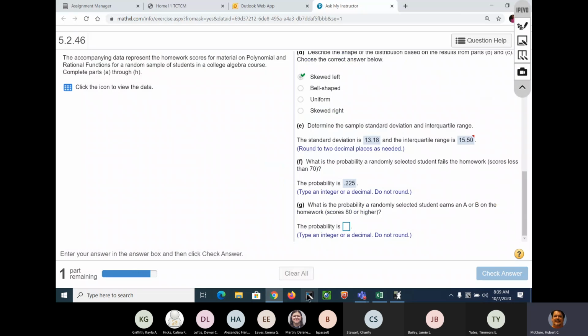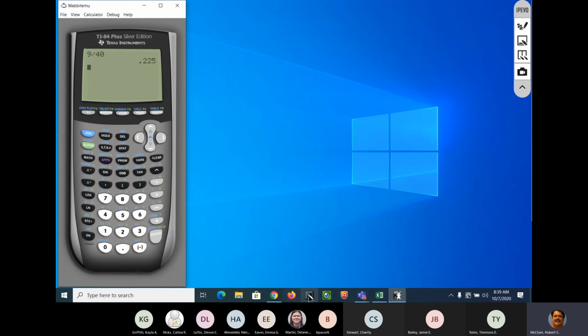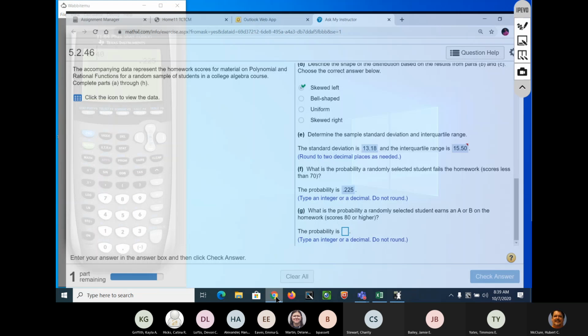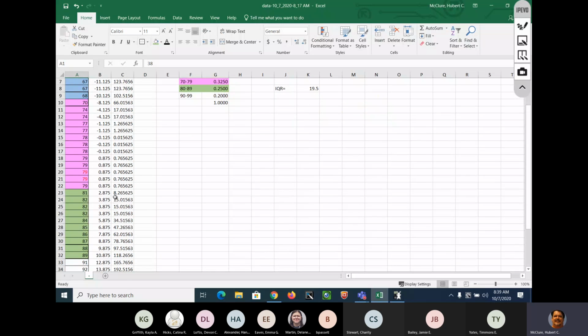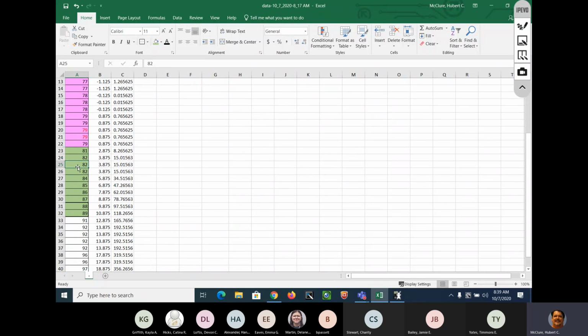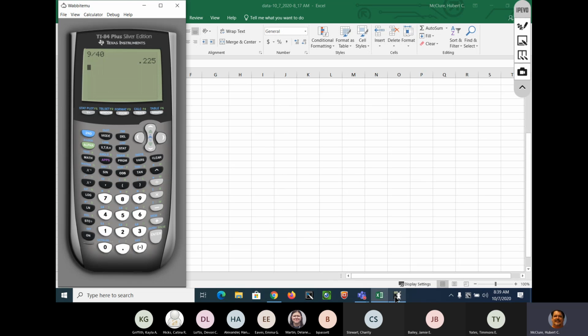80 or higher. Go back to the data. Oops, sorry. Where's the data? There we go. 80 or higher means it's equal to 80. 1, 2, 3, 4, 5, 6, 7, 8, 9, 10, 11, 12, 13, 14, 15, 16, 17, 18 divided by 40. 18 divided by 40 is 0.45.